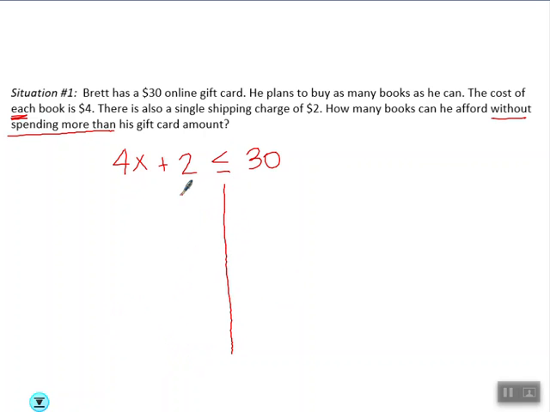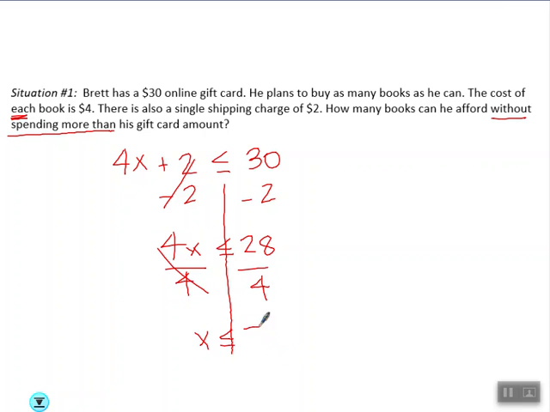Then we can solve. Subtract 2 from both sides. Divide by 4, and we get x is less than or equal to 7. So that means that Brett cannot buy more than 7 books. He could buy less than 7, or he could buy exactly 7.